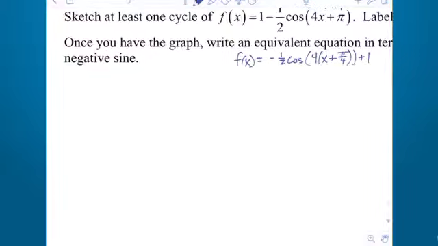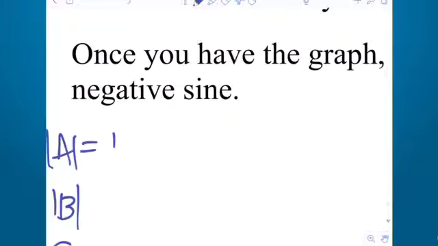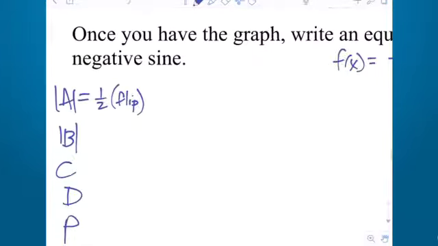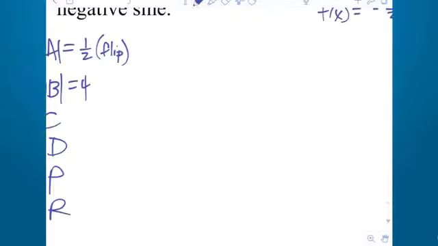So we can go ahead and list our values here. The absolute value of A, the absolute value of B, C, D, P, R. Okay? What is the absolute value of A? 1/2. Now, as a note to myself, I'm going to put flip, which reminds me to flip the highs and lows at the end. But the amplitude is still 1/2. What's our B value? 4. So that's a horizontal compression by a factor of 4. How many cycles are we going to see now between 0 and 2 pi? 4.